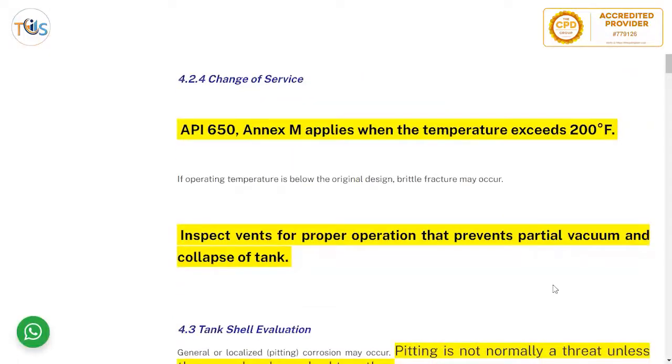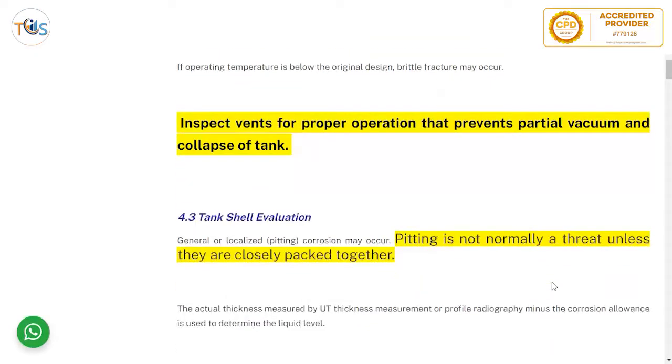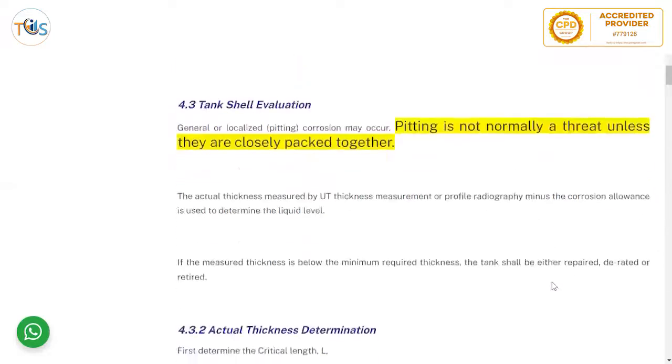Change of service. API 650 Annex M applies when the temperature exceeds 200 degrees Fahrenheit. If operating temperature is below the original design, brittle fracture may occur. Inspect vents for proper operation that prevents partial vacuum and collapse of the tank.